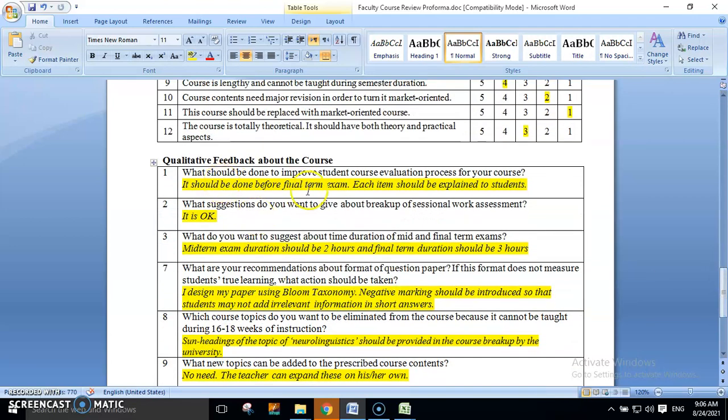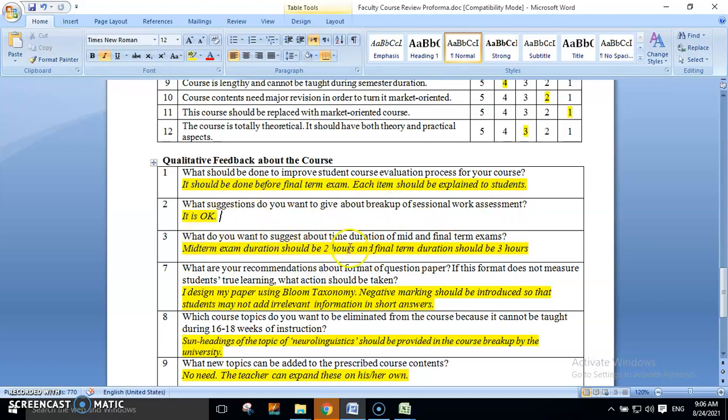Now, qualitative feedback. What should be done to improve student course evaluation process for your course? So it should be done before final term exam. Each item should be explained to students. This is my viewpoint. What suggestions do you want to give about breakup of sessional work assessment? It is okay, I think.